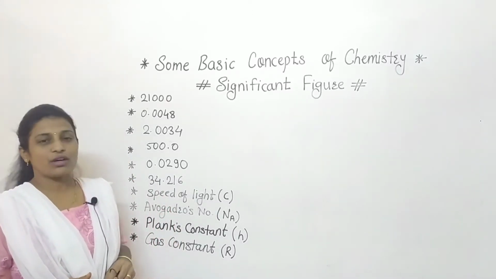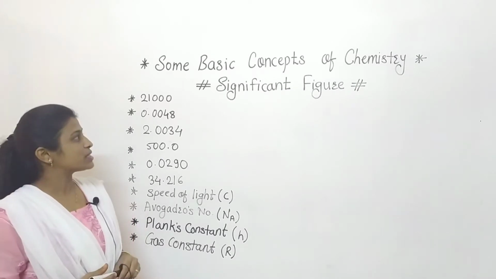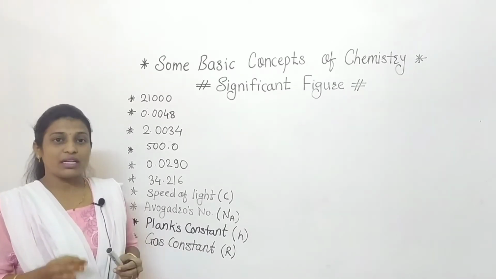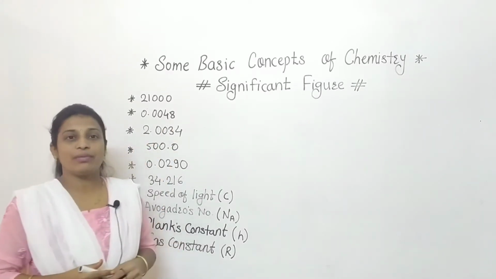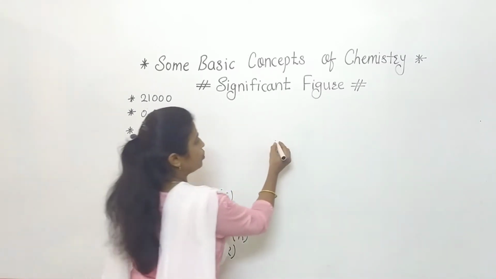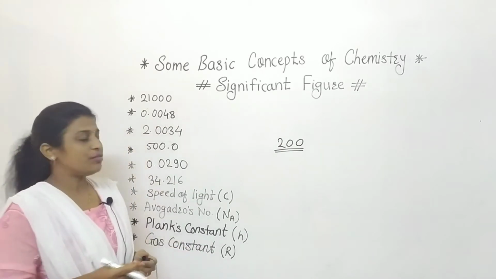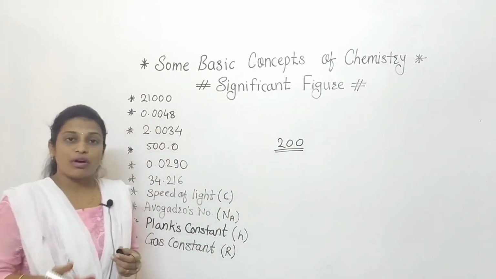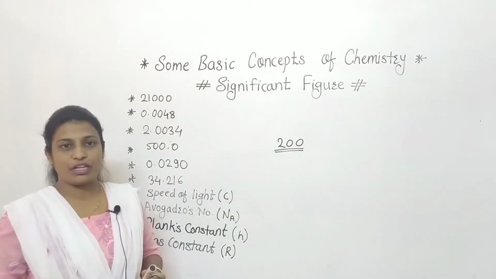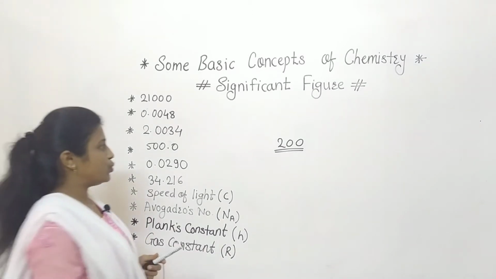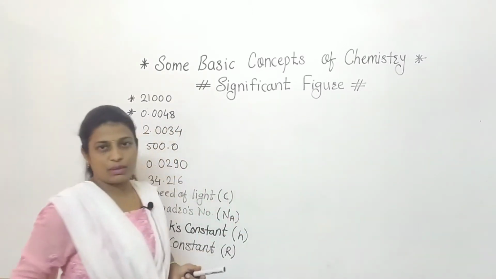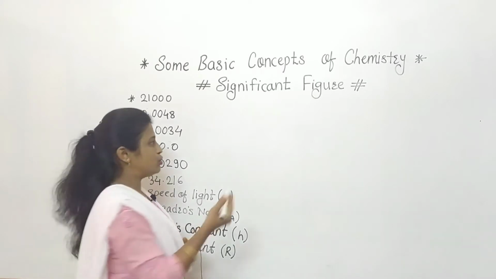देखो, सम बेसिक कॉन्सेप्ट्स ऑफ केमिस्ट्री में टुडे वी आर गोइंग टू डिस्कस दैट सिग्निफिकेंट फिगर. So based on that concept there will be a question, they will give us one value that is 200 and they will ask the significant figure from this one. So how to find out that significant figure, that we are going to discuss today. Okay, so in that concept, firstly I will tell you the definition also.